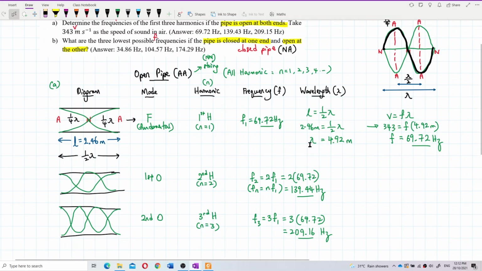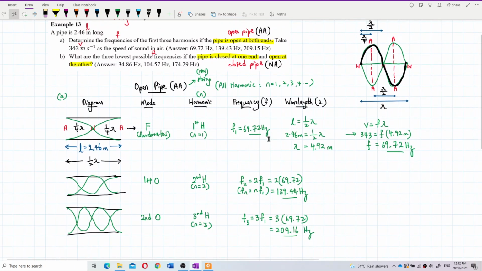Is this correct? Let's look at the answer. 69.72, that's correct, the first harmonic frequency. The second harmonic frequency, 139.43 hertz. Yes, that's correct. And my third harmonic frequency is 209.15 hertz. Almost the same, 209.16 hertz. That's correct. So my first question is done. I already got the frequency for the first three harmonics.